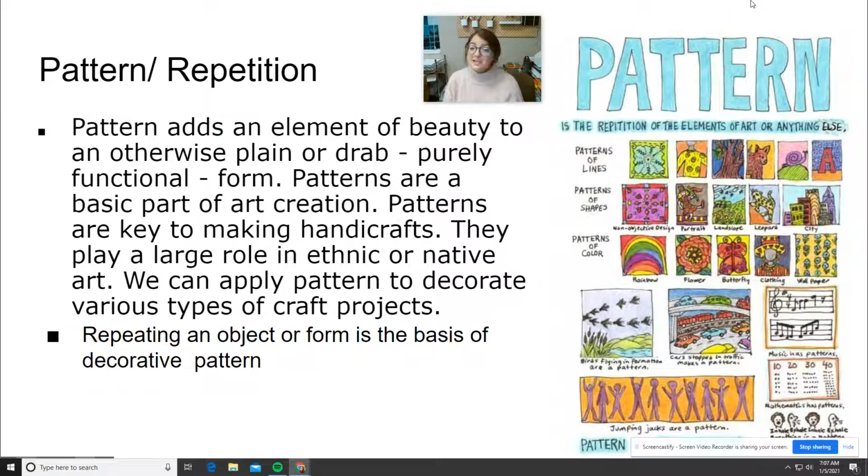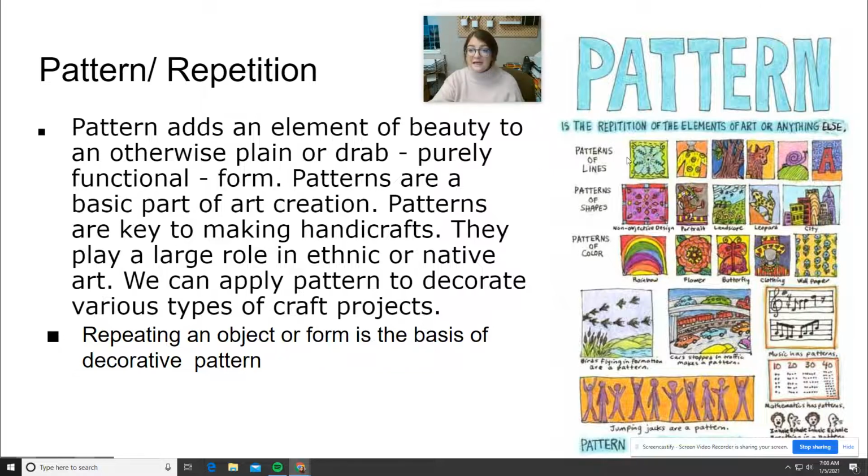And pattern and repetition. So pattern is the repetition of the element. It can really add kind of an element of beauty to an otherwise really plain canvas. And it is also kind of functional. Patterns are a basic part of art creation, and they're really key to making handicrafts. They play a large role in ethnic and native art as well, and you can really use pattern to decorate various types of craft projects. So this could be a weaving project, this could be a ceramic project. So you basically are just repeating an object or its form as the pattern.